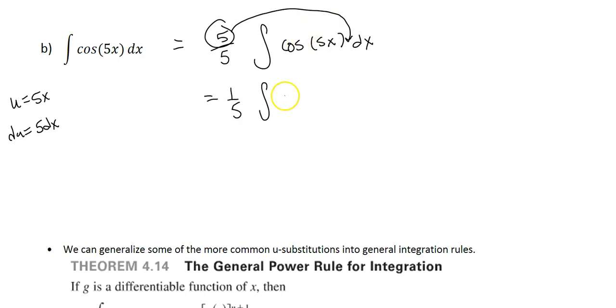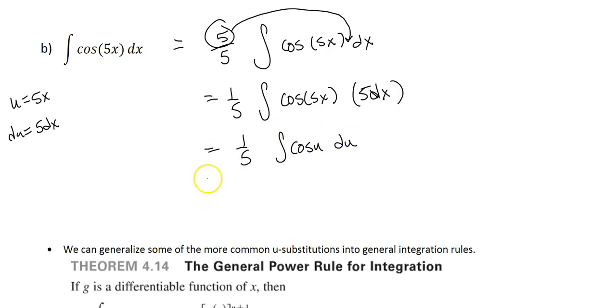So this would be 1/5 times the integral of cosine of 5x times 5 dx, which is 1/5 times the integral of cosine of u du. The integral of cosine is sine of u. And all that's left to do is plug in my u.